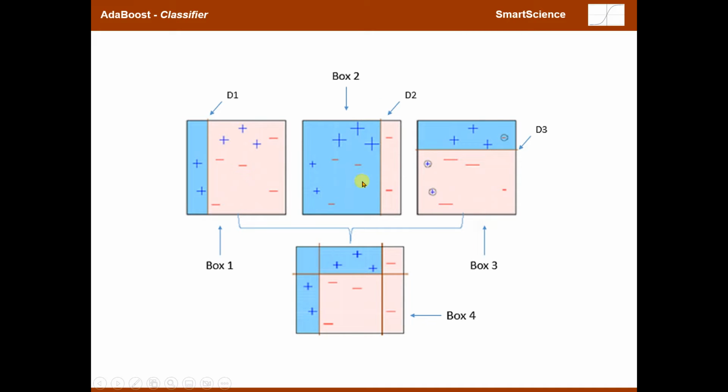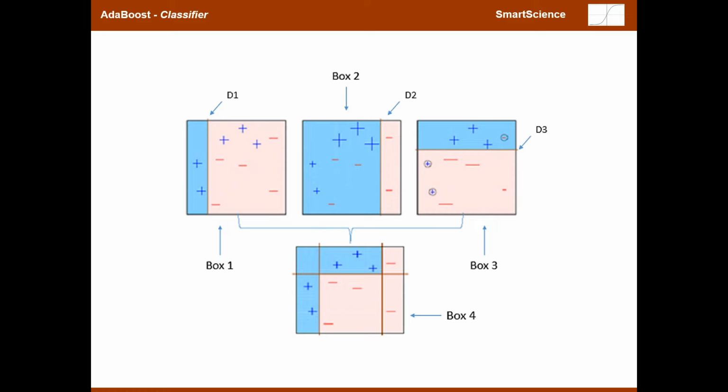Then again, we will look at the wrongly classified observations, that is, these three negatives. Then again, we will increase the weights of those observations, so on and so forth. So here we are showing just three trees. And then finally, we will bring the result of all these three trees together to get an overall prediction, which you can see is quite accurate. Very good. So we understood how AdaBoost classifier works from a higher level.